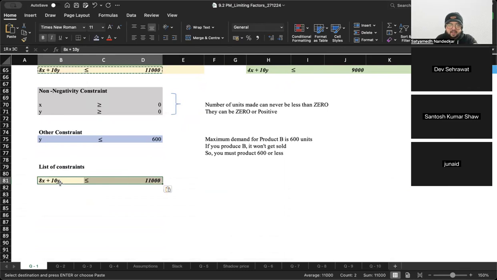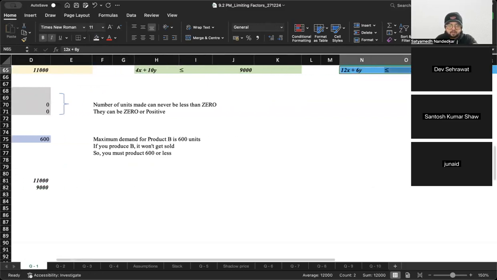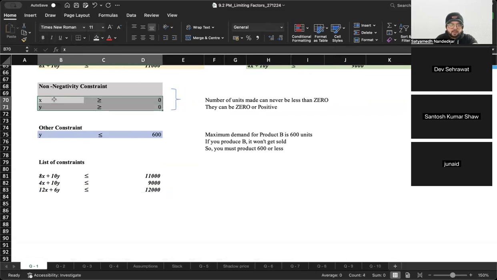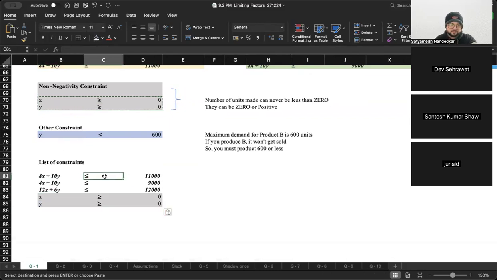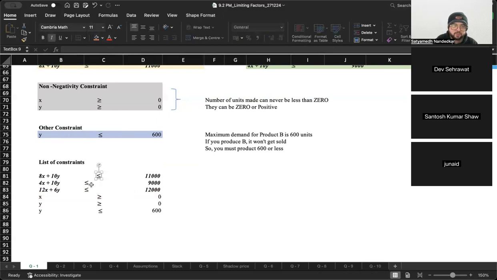8x plus 10y less than or equal to 10,000. Then 4x plus 10y less than or equal to 9,000. Then 12x plus 6y less than or equal to 12,000. This is constraint number 3. Then x and y both have to be greater than or equal to 0. And y has to be less than or equal to 600.